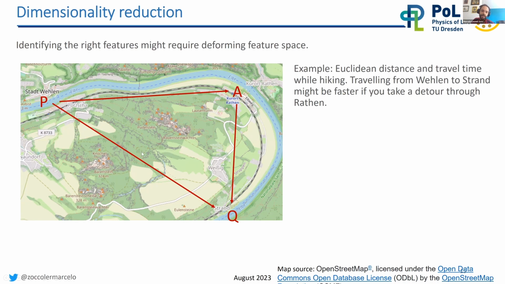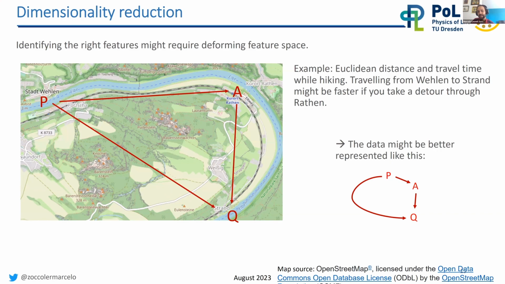And then what you maybe do not know here is that there is a big mountain in between here. So actually going from P to Q directly, even though it looks like it should be easier, if you take into account the travel time, then it may actually be faster overall to make a quick stop in Hatton and then go to Strand. So maybe the data might be better represented like this. Taking the shortcut to A may be faster.